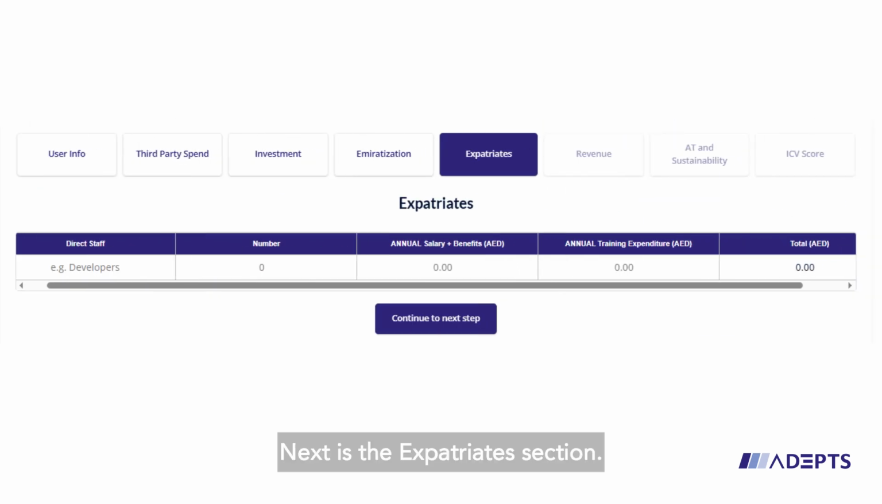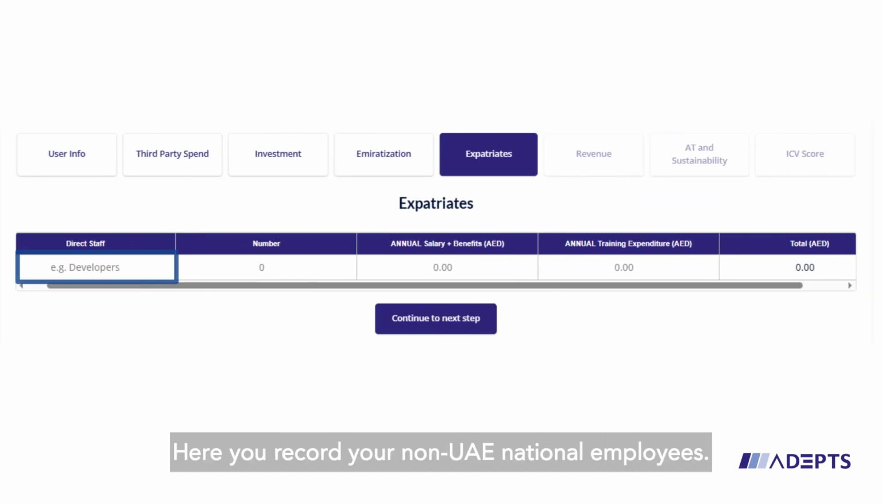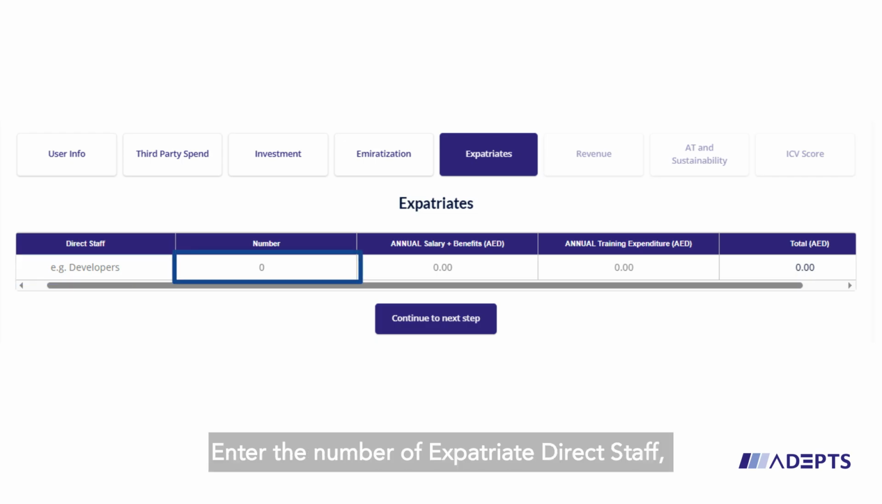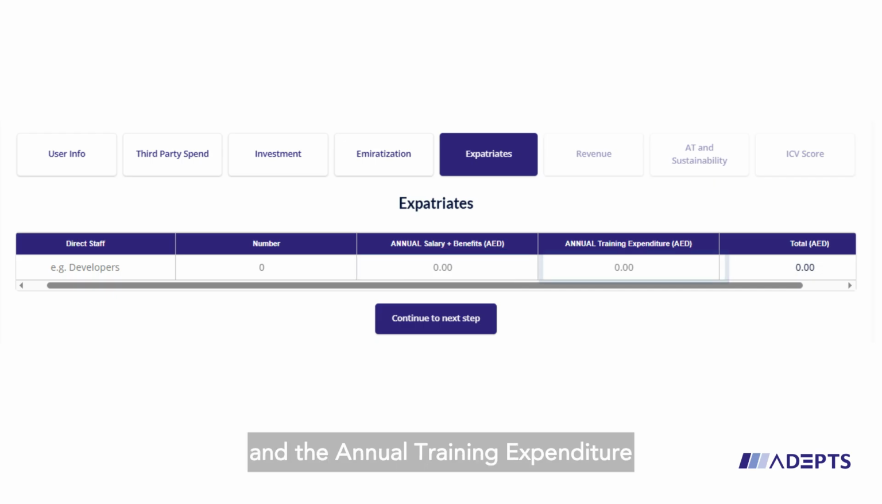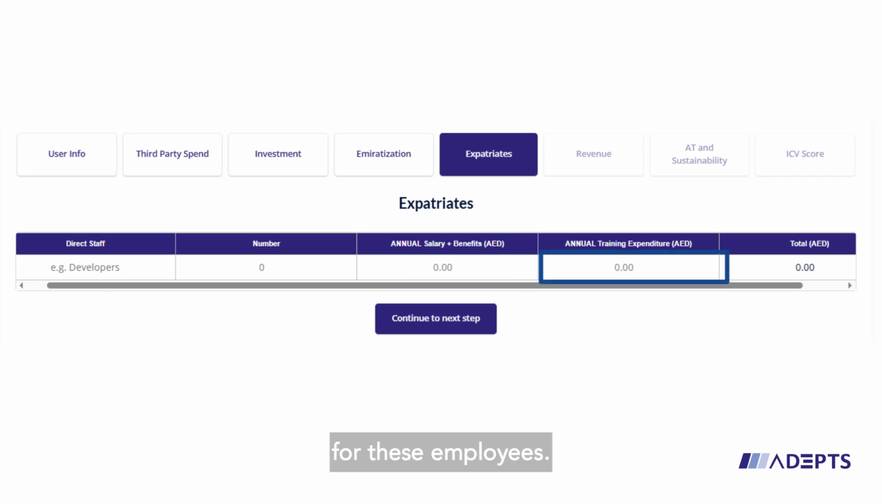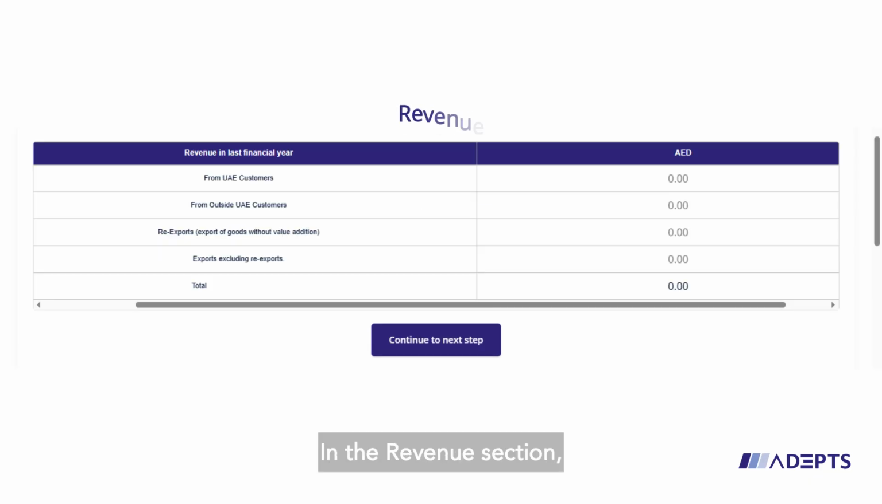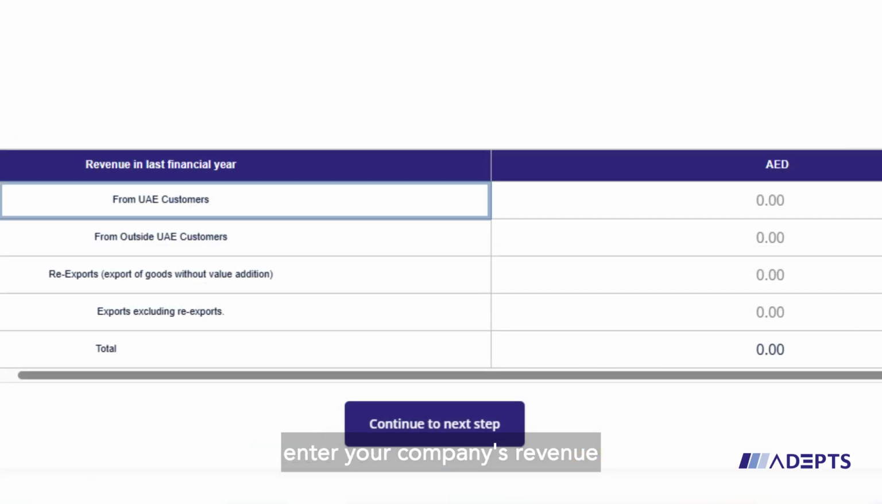Next is the expatriates section. Here you record your non-UAE national employees. Enter the number of expatriate direct staff, their annual salary and benefits, and the annual training expenditure for these employees. The total is auto-calculated. In the revenue section, enter your company's revenue figures from the last financial year.